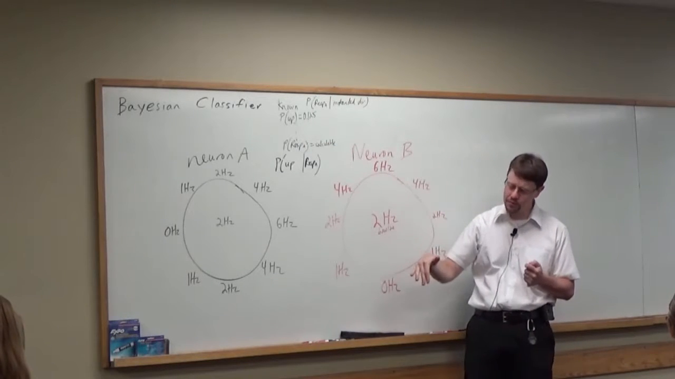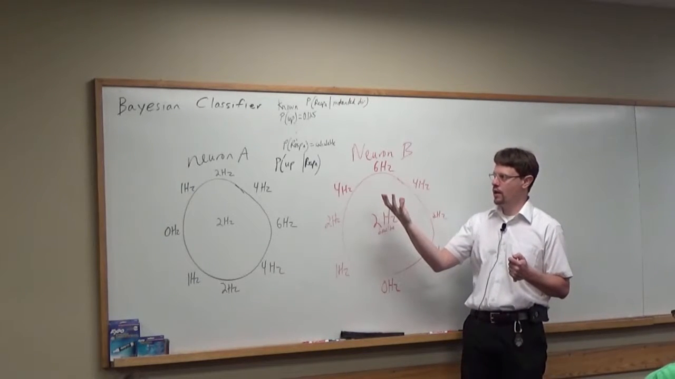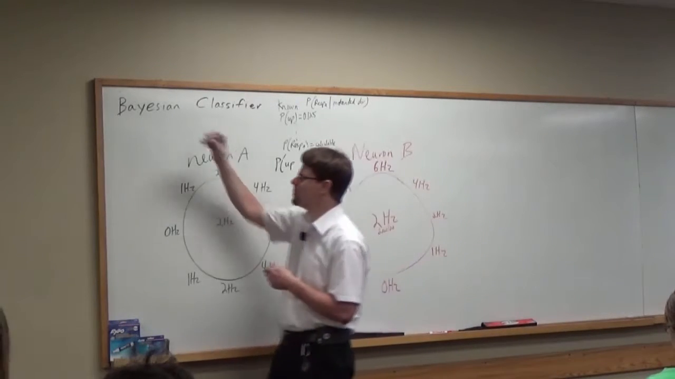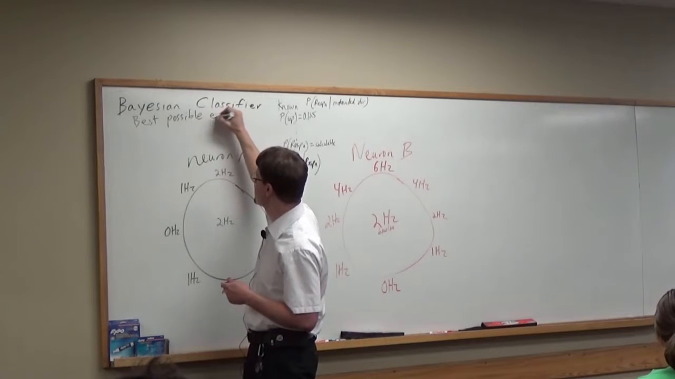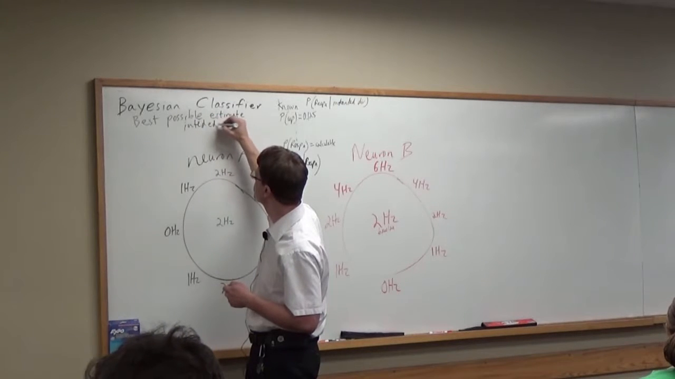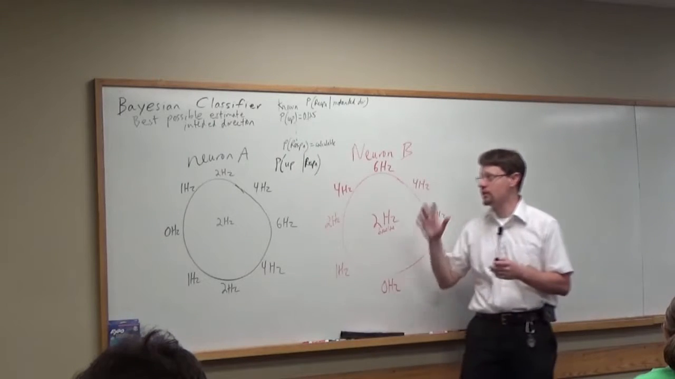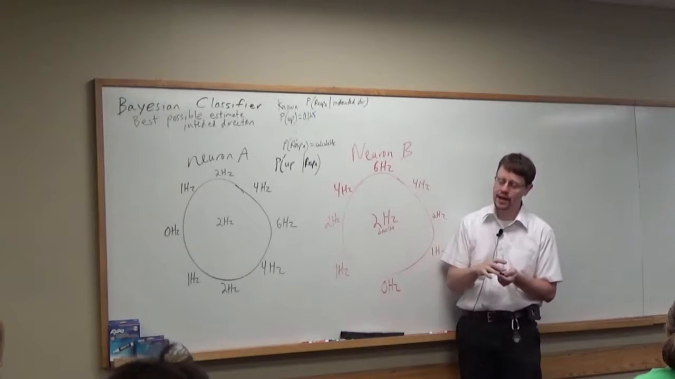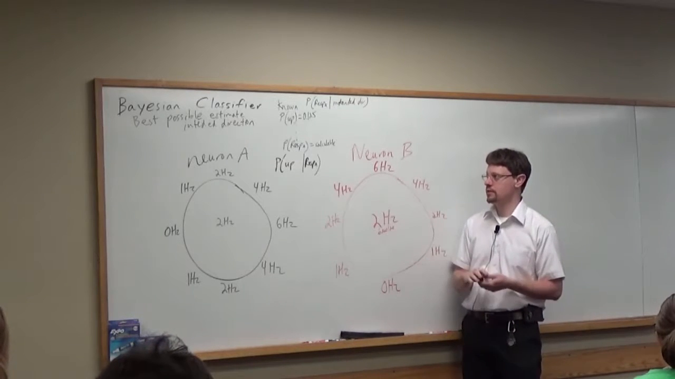Do that again for all of the possible directions, and then you have literally the best possible estimate of the intended direction. Which is a big advantage that a Bayesian classifier has. And if you want to do the best possible classification of any sensory neuron response or any motor cortex response, you want to use a Bayesian classifier.